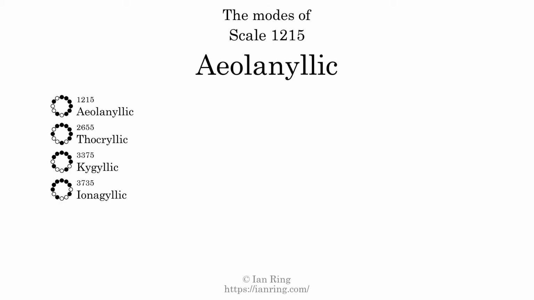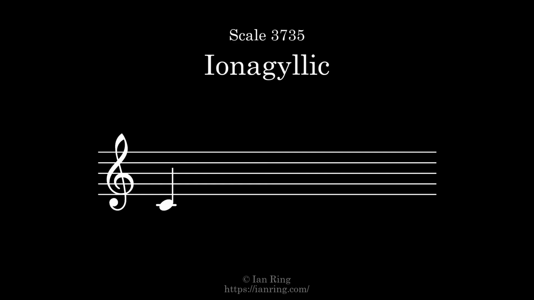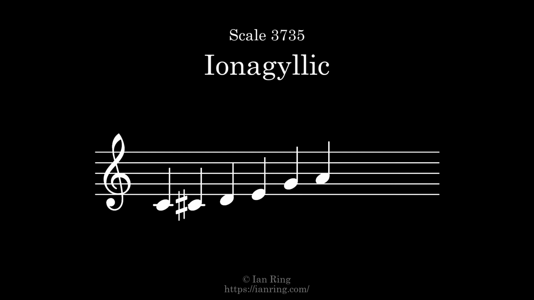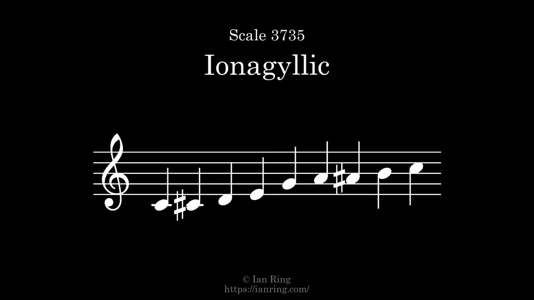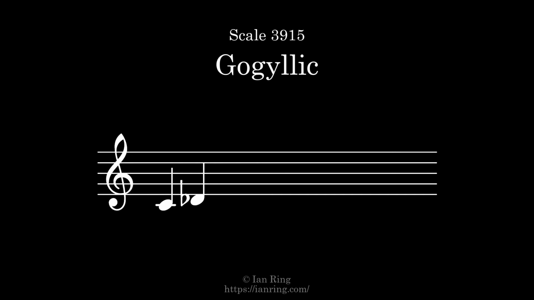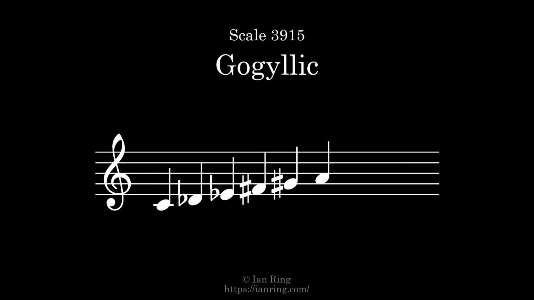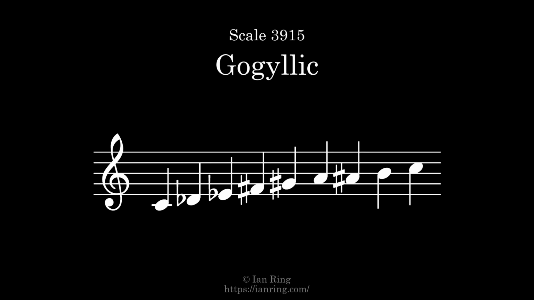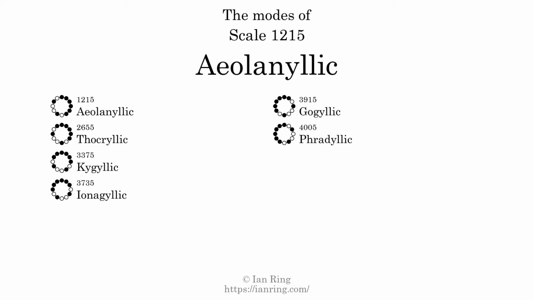The fourth mode is scale 3735, also known as Aeolanyllic. It sounds like this. The fifth mode is scale 3915, also known as Aeolanyllic. It sounds like this. The sixth mode is scale 4005, also known as Heteromorphisms. It sounds like this.